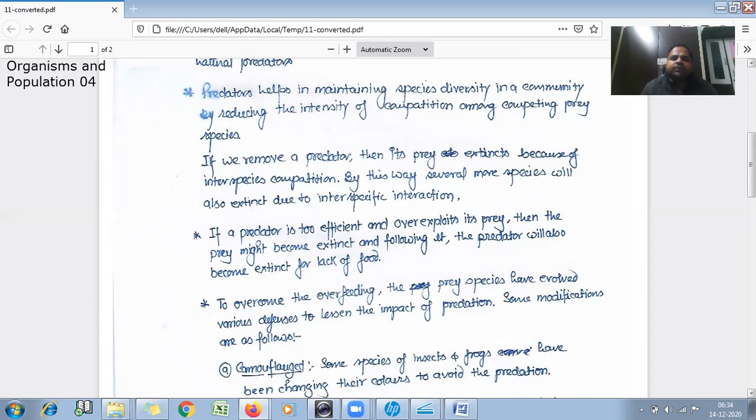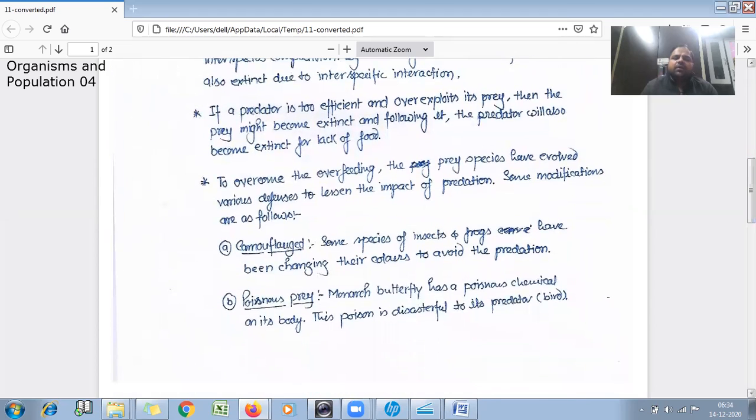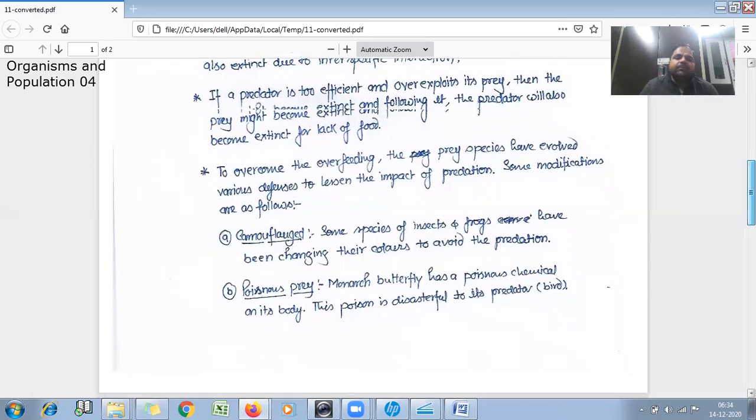To overcome overfeeding, the prey species have evolved various defenses to lessen the impact of predation. Some modifications are as follows. It means the prey have a natural defense system to protect themselves from their predator. First one is camouflage. Some species of insects and frogs change their colors to avoid predation. They change their body's color so that their predators will not be able to find or identify them, and in this way the organism protects itself from its predator.